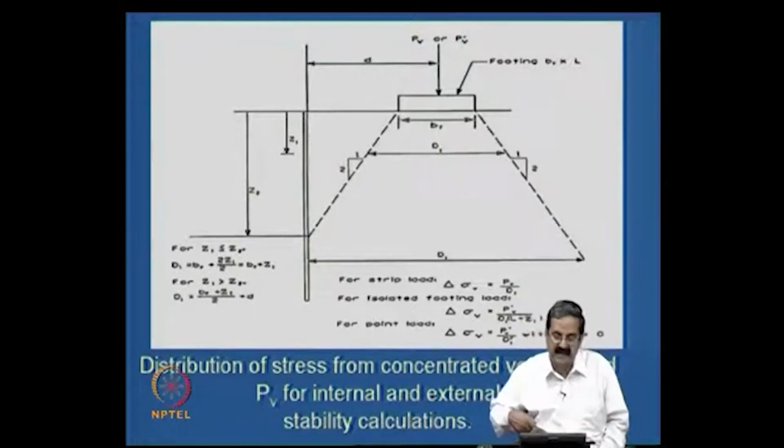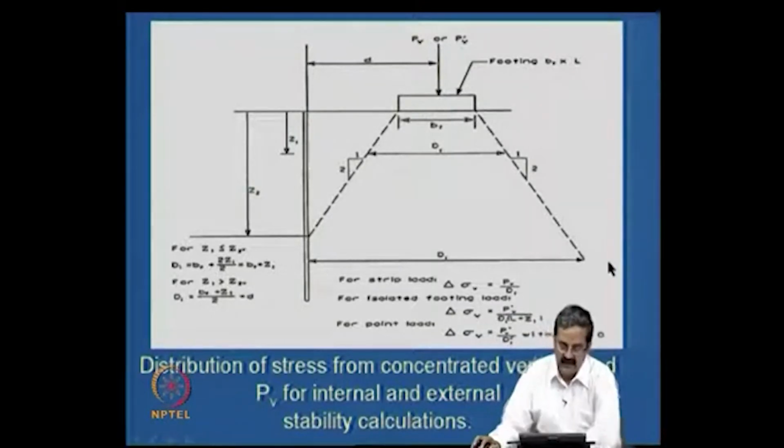Suppose there is a surcharge, PV, some concentrated load at the top of the road. How do you take it? It's also given. For example, there is some footing load here, and then there is an RE wall you have to construct. So, how do you take these forces? It's given here. If there is a load here, it has a 1:2 distribution, which is common in soil mechanics, and for isolated strip load and for all these loading conditions, they are given.